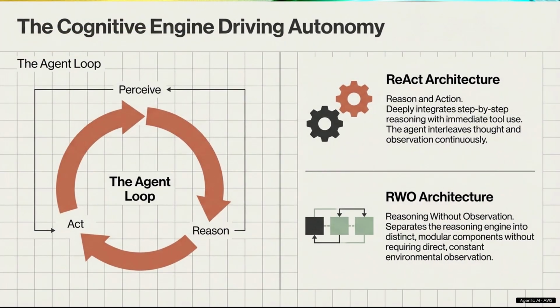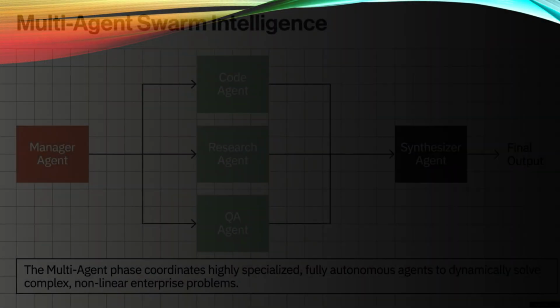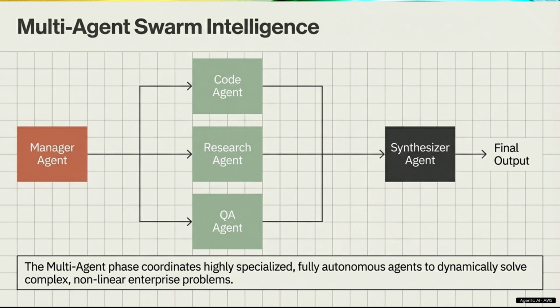Slide 5, the cognitive engine driving autonomy. This summarizes the operational logic intent. The core agent loop is simply perceive, reason, act. But the text contrasts the ReAct architecture, which interleaves thought and observation, with ReWOO. ReWOO being reasoning without observation. Exactly. ReWOO uses modular components so the system doesn't have to pause and observe after every single step. It is highly efficient.